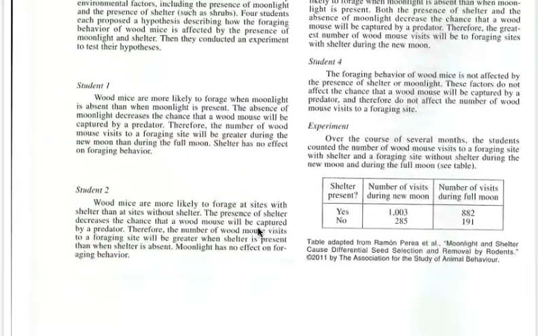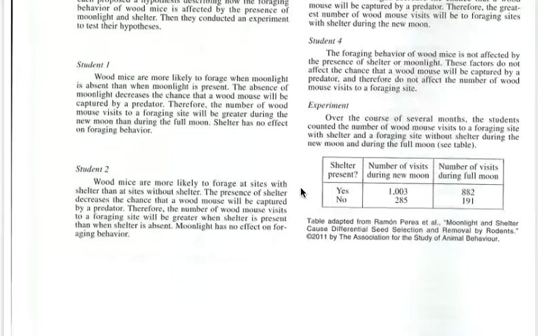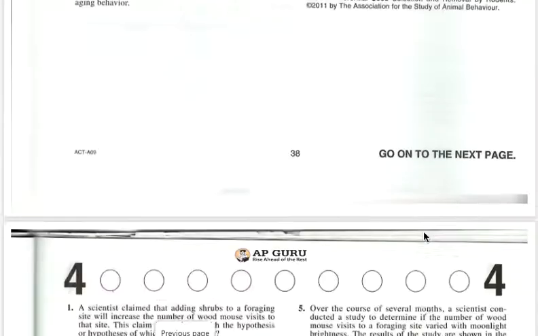Student 2 says the presence of shelter decreases the chance that a wood mouse will be captured by a predator. So all of them are addressing the question of the wood mouse being captured by a predator, but none of them are actually answering that question in the results of the experiment, because there are no predators and there's no such experiment where the predators catch the wood mice and we observe what happens. So basically, the answer is A.